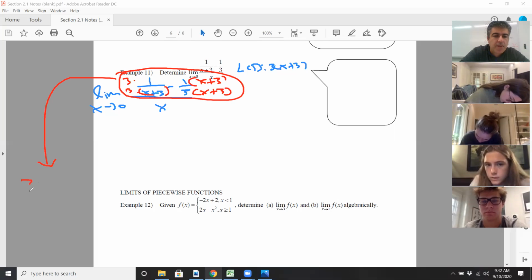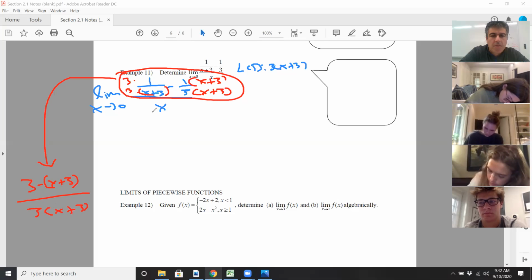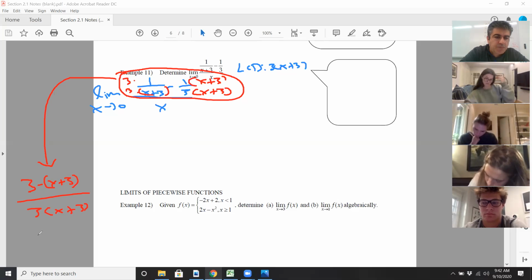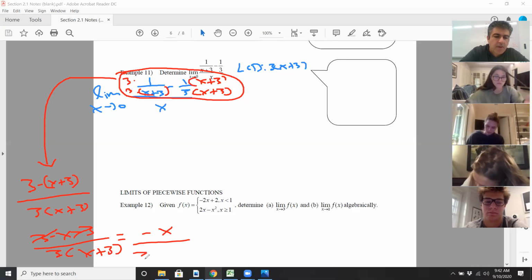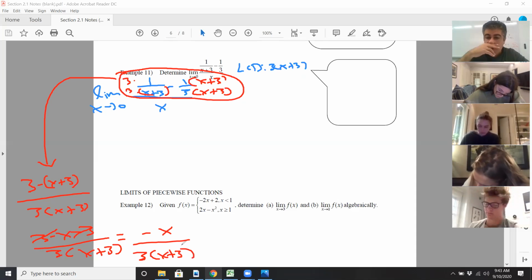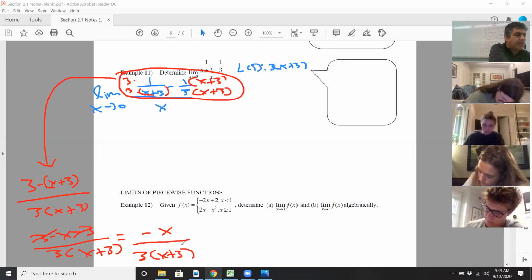So it's gonna be 3 minus parentheses x plus 3 over 3 times x plus 3. So I'm combining these two fractions. That's 3 over 3 times x plus 3 minus x plus 3 over 3 times x plus 3. So you have 3 minus parentheses x plus 3, which is 3 minus x minus 3, which means these cancel. So you have negative x over 3 times x plus 3. So all that numerator stuff became that. Give you guys a chance to kind of mull that over.